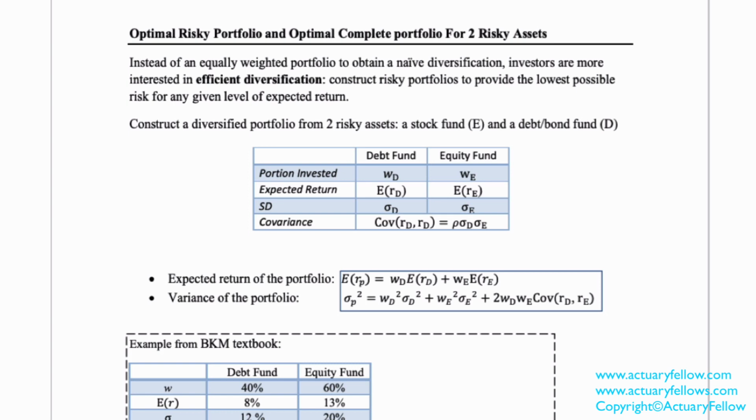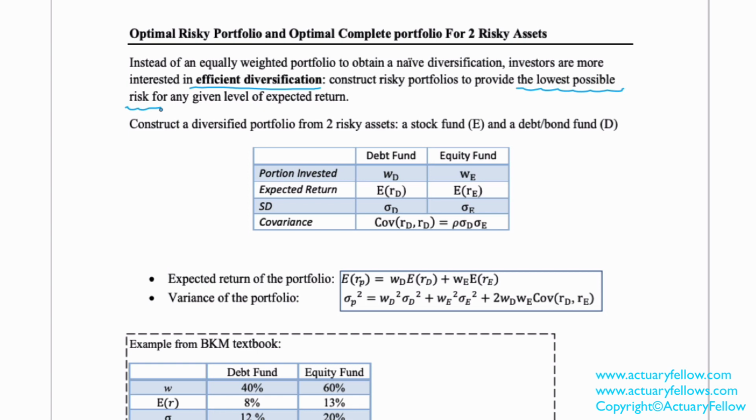Investors are interested in efficient diversification, creating a risky portfolio to have the lowest possible standard deviation for any given level of return. We want to find the mix of weights in securities to minimize the standard deviation of the risky portfolio. For now, we'll focus on creating a risky portfolio from only two risky assets.